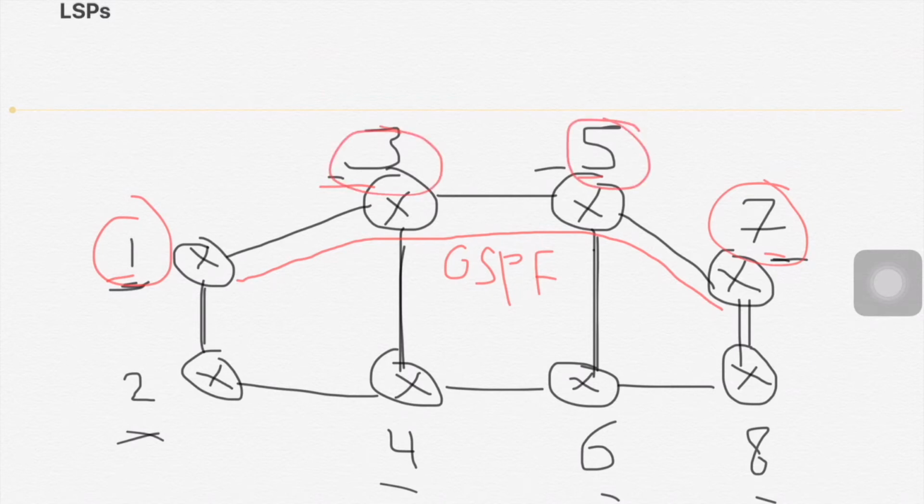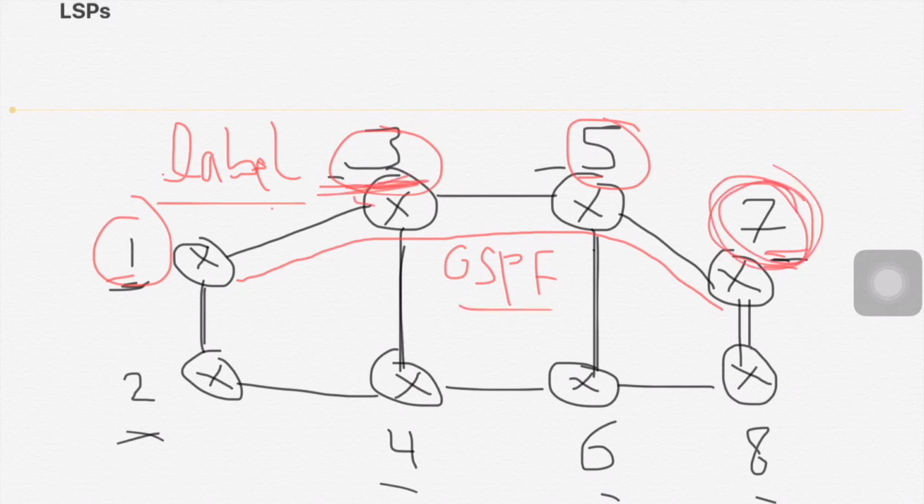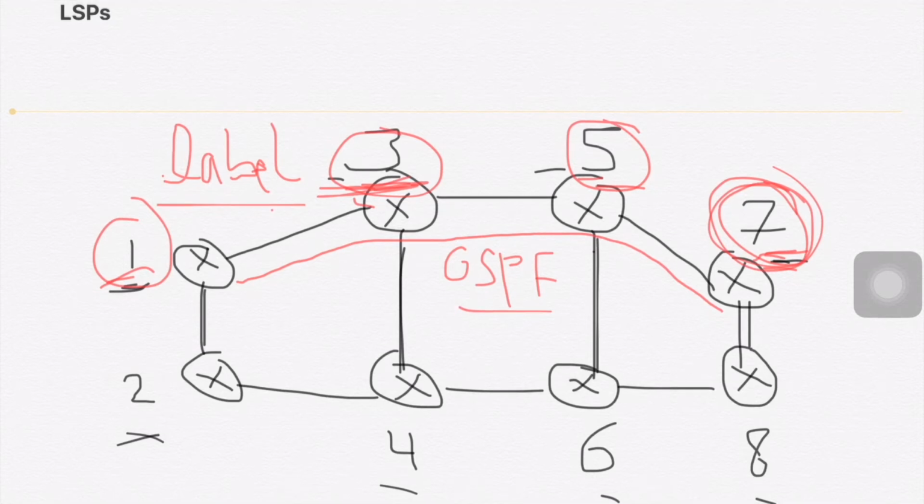And all routers in the path, router 1, 3, 5, and 7, must agree on the labels. They also must know all information about router 7. If router 3 or even router 1 doesn't have label information for router 7, then the LSP is not complete.